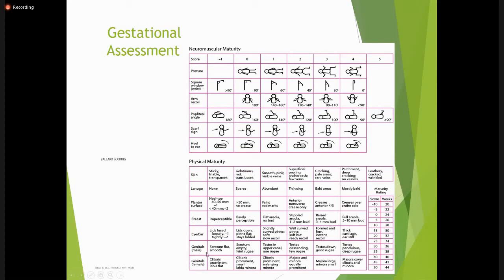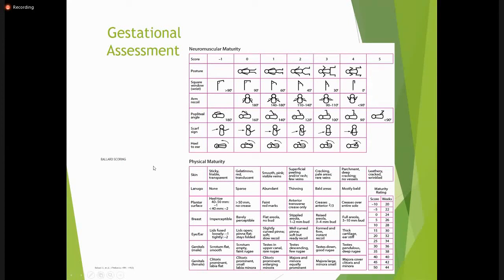Then in the genitals, for the male, you have to look whether the scrotum is flat, smooth and empty, testes in the upper canal, testes descending, testes down, and testes pendulous. So you have to mark it accordingly. And for the females, the clitoris is prominent and labia flat, small labia minora, enlarging minora with prominent clitoris, majora and minora equally prominent, majora large and minora small.